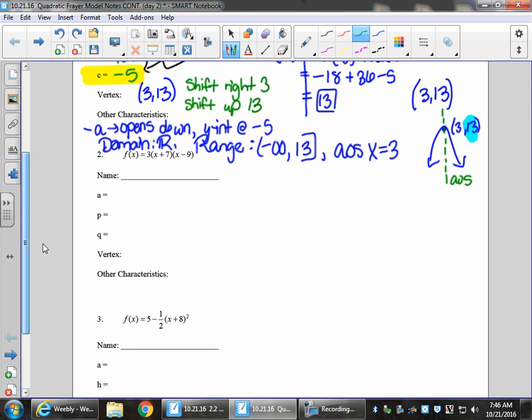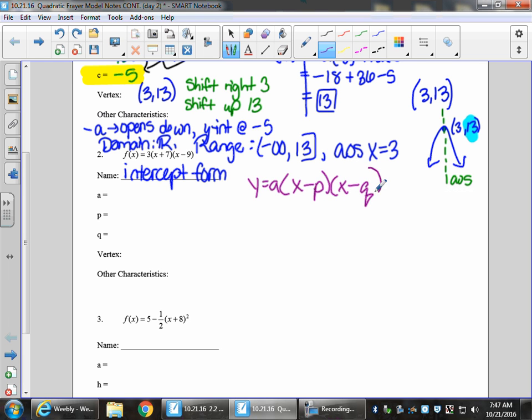What formula is number 2 in? Intercept form. Intercept, not intersect. Intercept form. Anybody remember the general form for intercept form? A times x minus p times x minus q. Good. What's A? Why is it a -7?